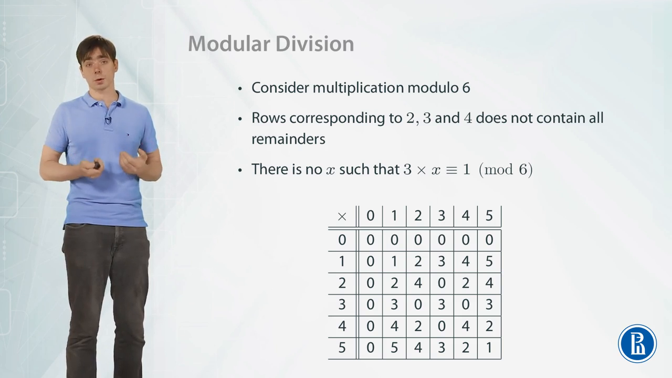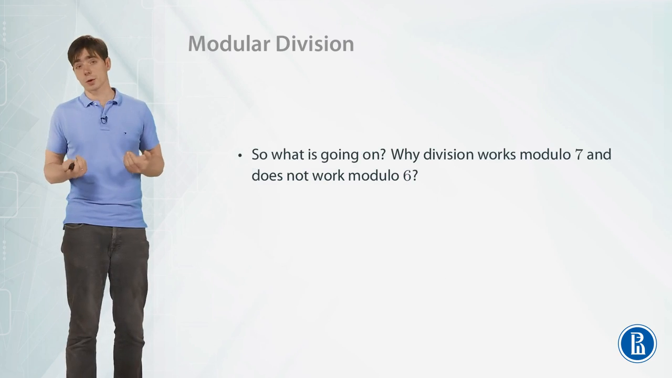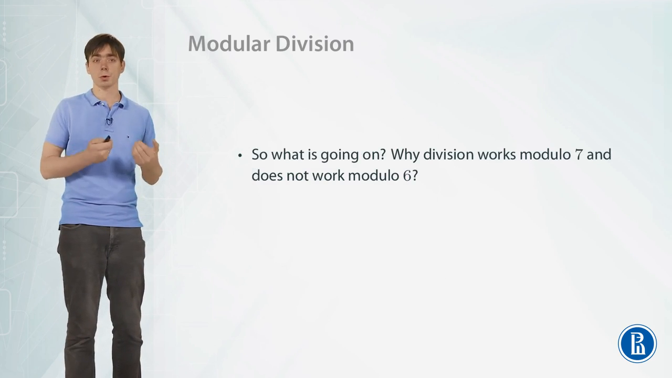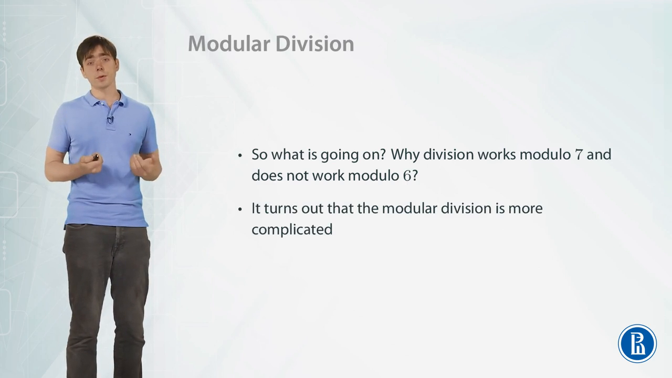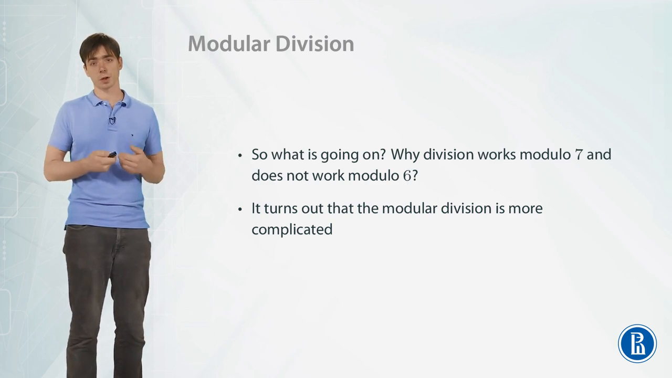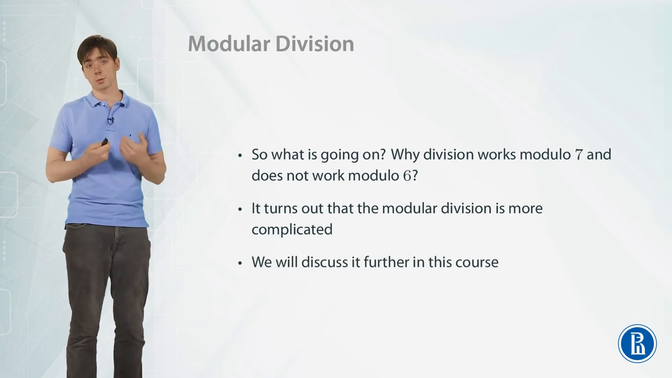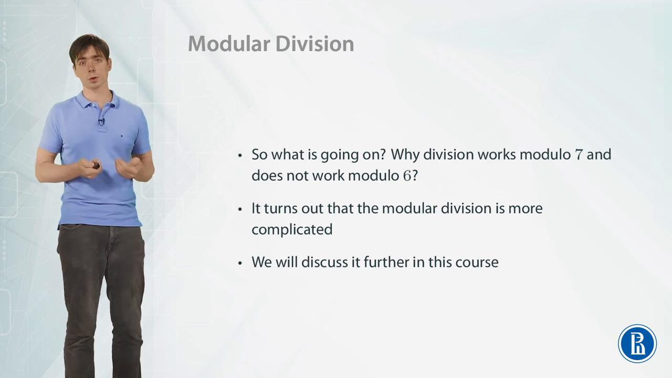So for modulo 7 we found that modular division is always possible, and for modulo 6 it turned out not to be the case. So what is going on? Why does it happen that we have division modulo 7, but we do not have division modulo 6? What is the difference between 7 and 6? Why does it work in one case and not in the other? It turns out that modular division is actually more complicated than it seemed before, after we considered modulo 7. We will discuss these differences, these complications, further in this course. We will see what is the difference between 7 and 6 that makes division impossible for modulo 6.